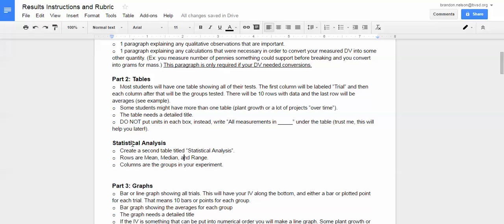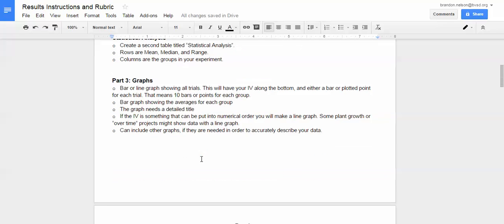The second table that you're going to have is statistical analysis. That's the one that's going to have your mean, median, and range. And you should have the computer calculate these for you. Again, go back and review what we did back in September to figure out how we get the computer to calculate these 3 things. And of course, if you need help, please come and see me at office hours.